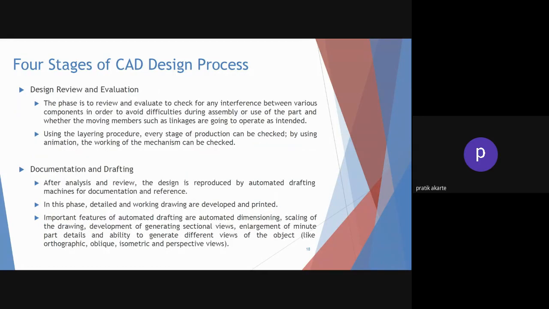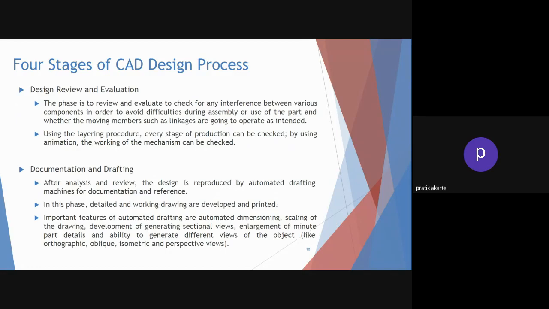Then design review and evaluation. So whatever analysis we have done has been reviewed and evaluated, and it is checked by various checkpoints, and then it is sent for documentation. So documentation and drafting means whatever the blueprints and drawings are there, the soft copies, those working drawings are developed and then printed, and then sent to the shop floor for further manufacturing.